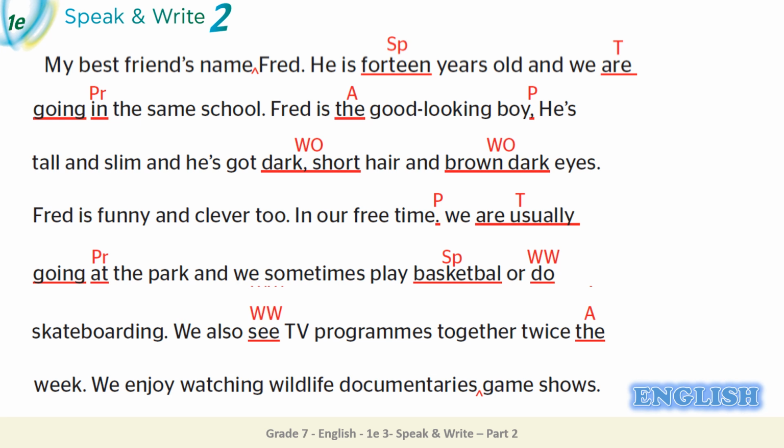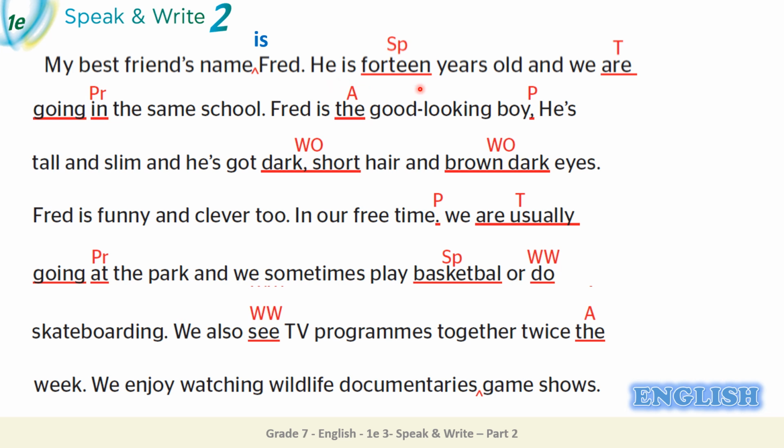Welcome back. Let's start with the first sentence. My best friend's name, Fred. What's the correct answer? That's perfect. This code means there is a word which is missing here. And the correct answer is "is", because my best friend's name is the subject and Fred is an object, and the missing word is the verb. That's perfect.